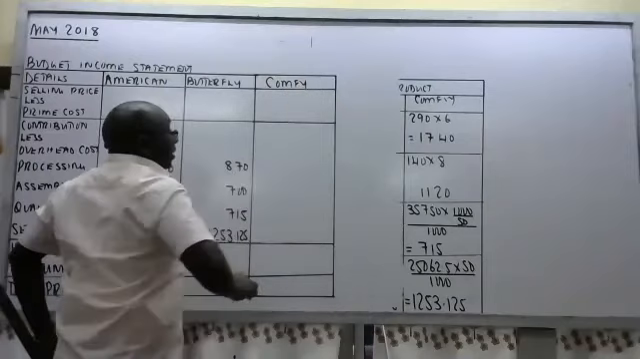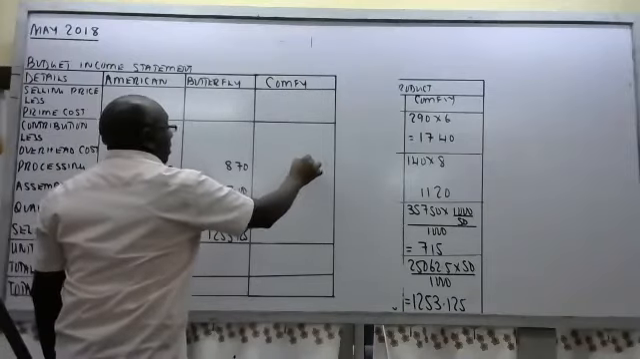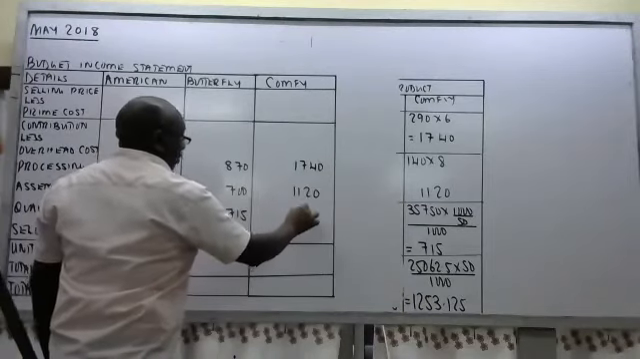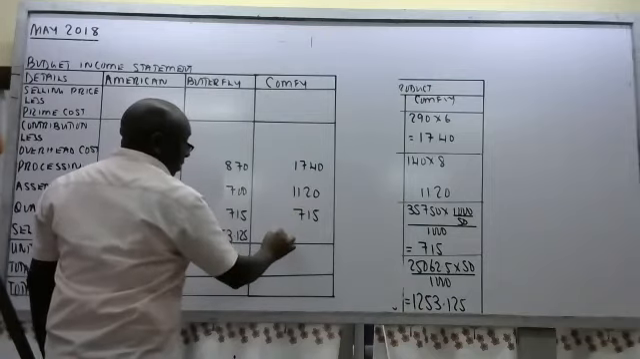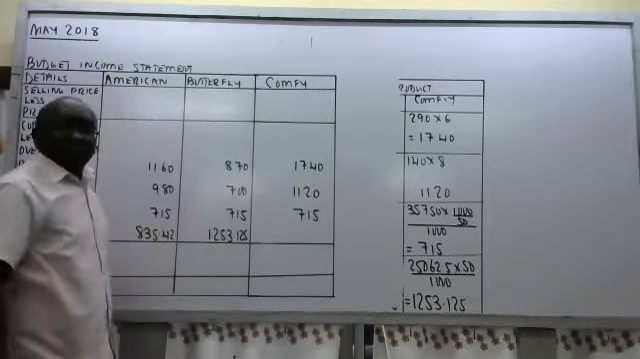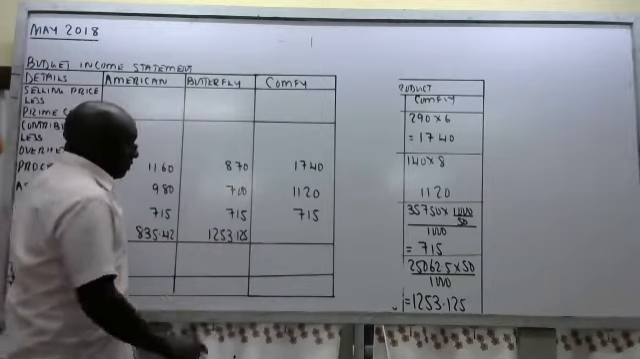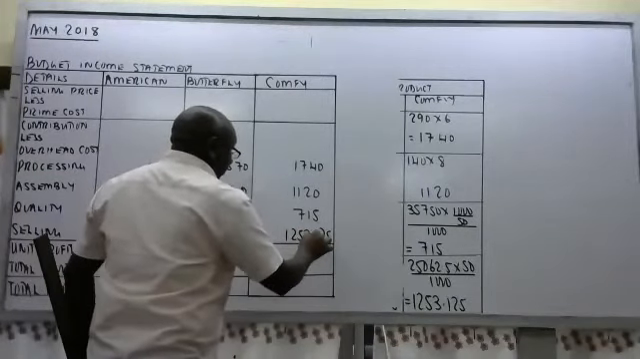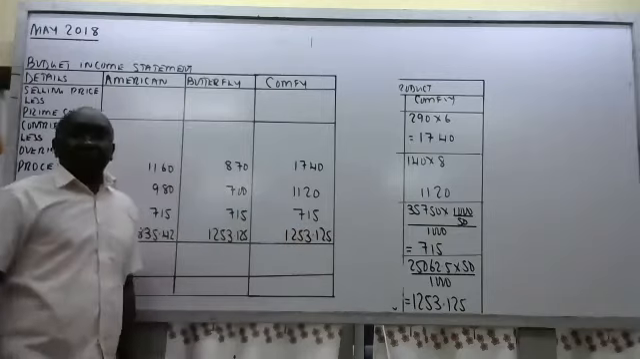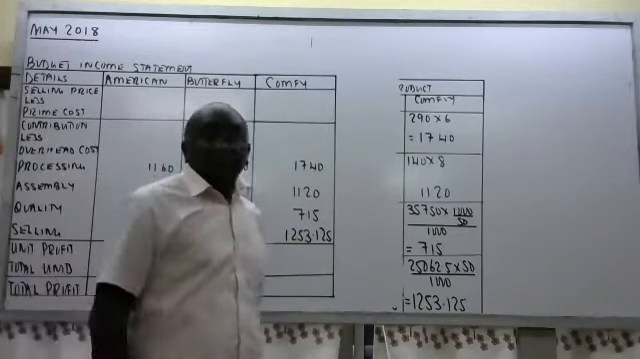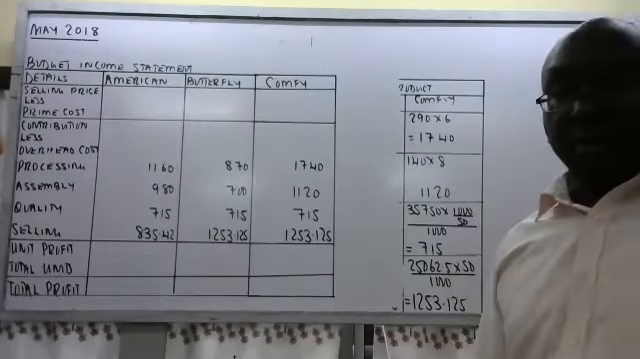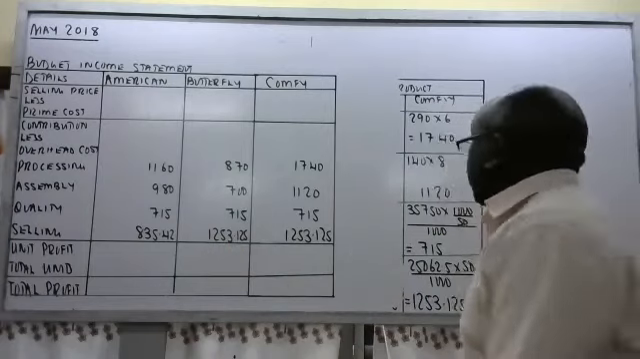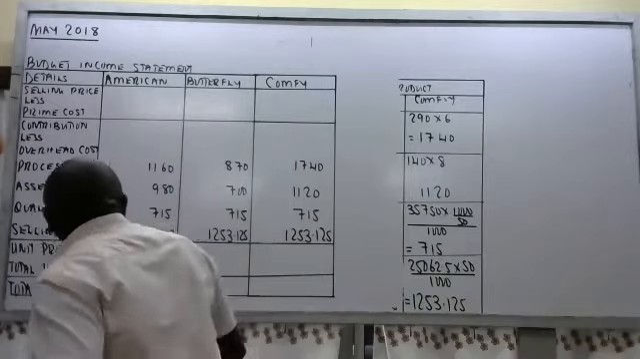So config, this one has 1740, 1120, 715. These look similar, maybe I copied wrongly. 1253.125. Is this one okay? I'm asking whether this one is 1253. Okay, good.